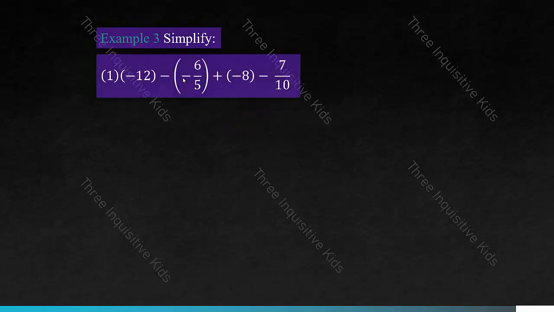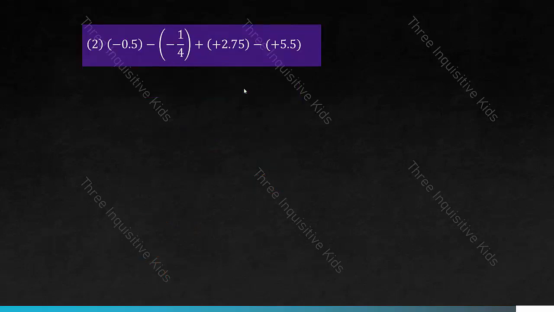Simplify this expression. First, we're going to get rid of the parentheses. This minus negative 6/5 is the same thing as plus 6/5. And this plus negative 8 is the same thing as just subtracting 8. Then we're going to combine the whole numbers and the fractions together separately to get negative 20 plus 1/2, which equals negative 39/2.